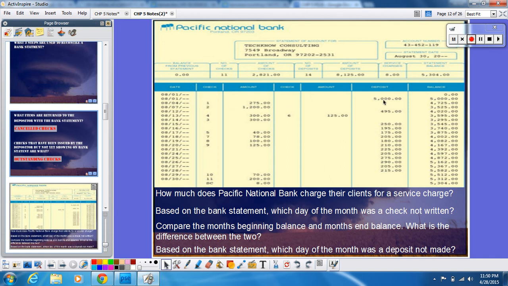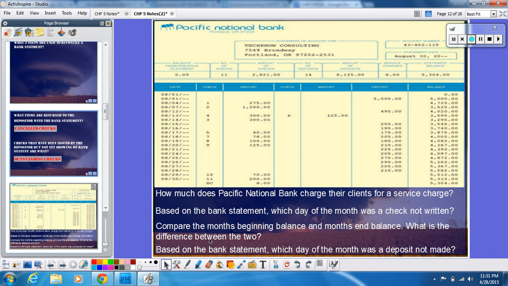There was a deposit for $5,000, but no checks. 8/12, no checks. The 15th to 16th, no checks. There's nothing on those lines. 21st through the 28th, no checks. But on the 10th and the 11th, obviously there was a check, and the same as here on the bank statement as well.